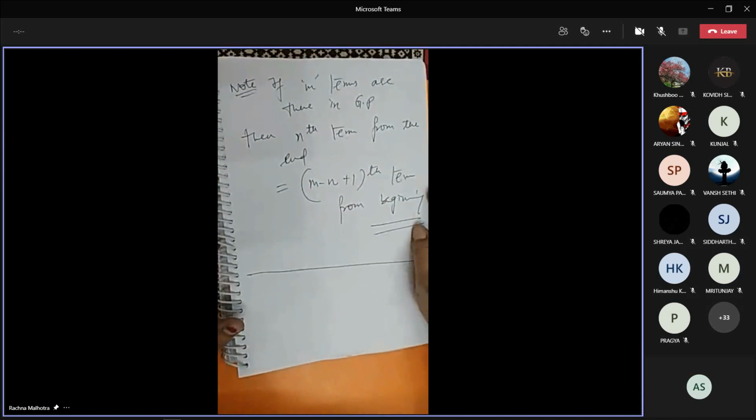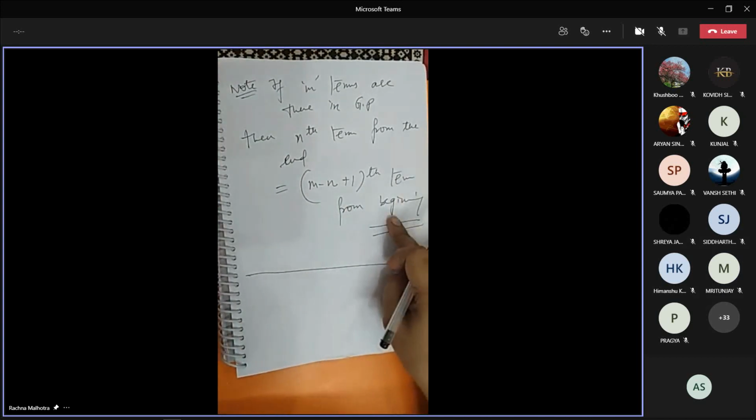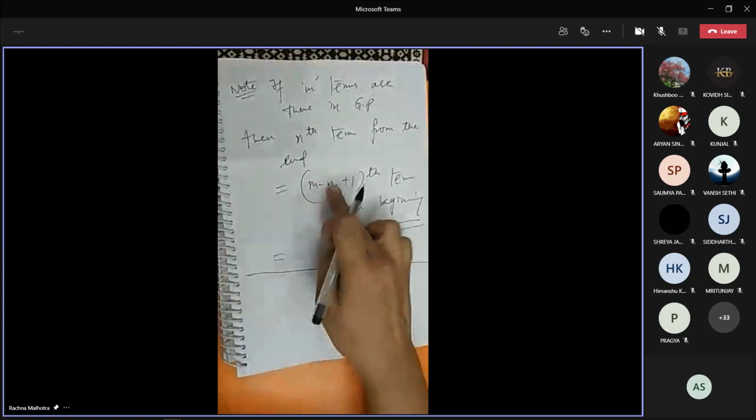So whenever you see a question, find this term from the end, you can use this formula. So you will get the term from the beginning. Ab beginning se aa jayega, so we can easily find this term. Okay, how will you find this term? ये वाला term कैसे आएगा?